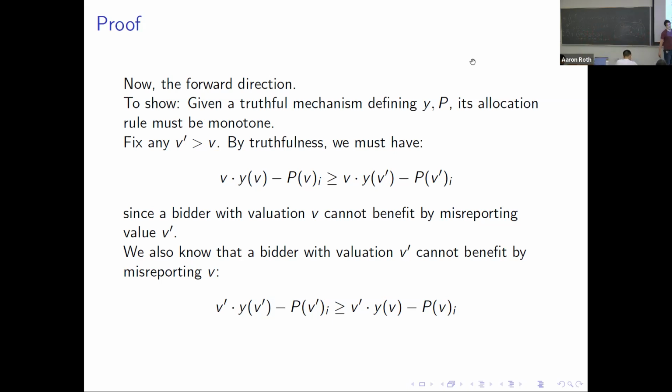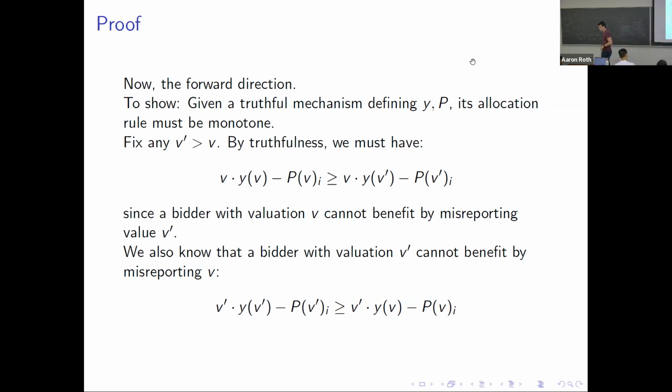So your utility if you tell the truth, in this bizarro world where your true value is v prime, is now v prime times y of v prime, your true value for the alternative chosen, minus the payment you have to make when you report v prime. Dominant strategy incentive compatibility requires that this is larger than what your utility would have been for misreporting in this world, which is your true value, v prime, times the allocation you get when you misreport v, minus the payment you make when you misreport.